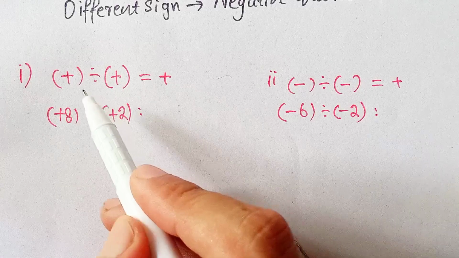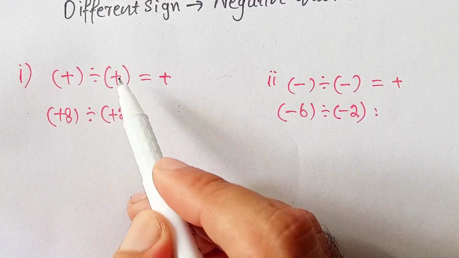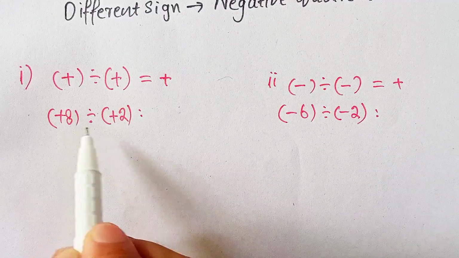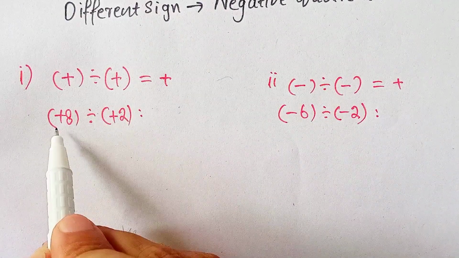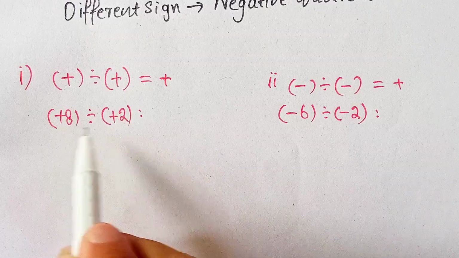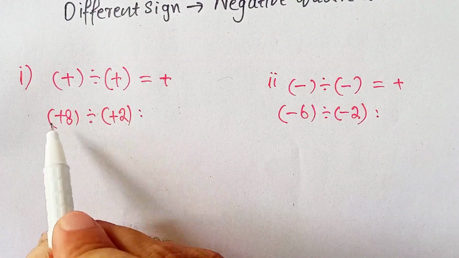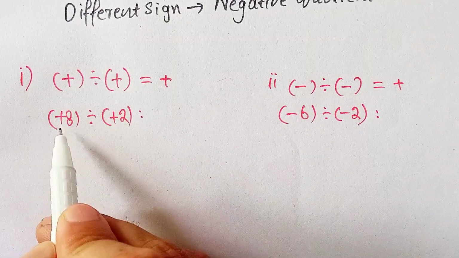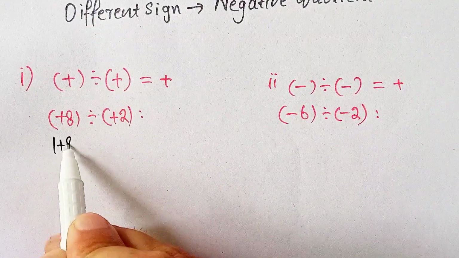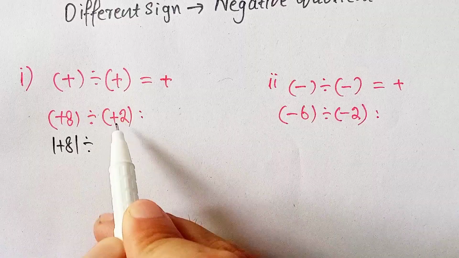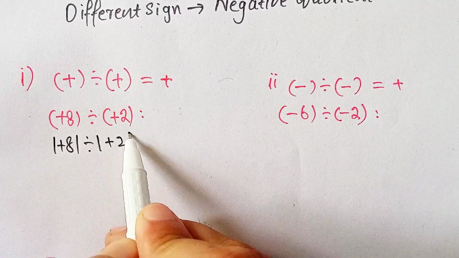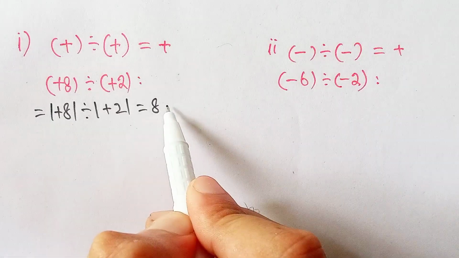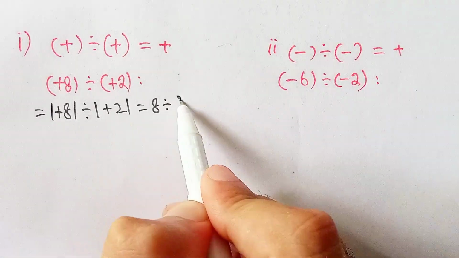The first example is that whenever we are dividing a positive integer by a positive integer, we will get a positive quotient. For example, positive 8 divided by positive 2. Simply to divide positive 8 by positive 2, we will take the absolute values of the two integers and divide the absolute value of positive 8 by the absolute value of positive 2. But the absolute value of positive 8 is 8, and the absolute value of positive 2 is 2.